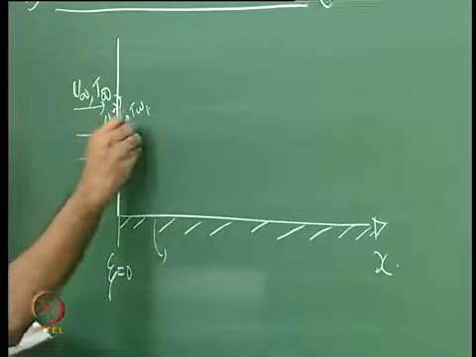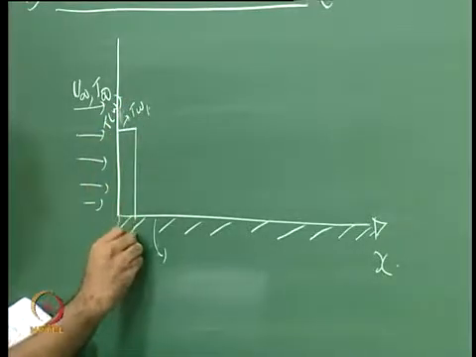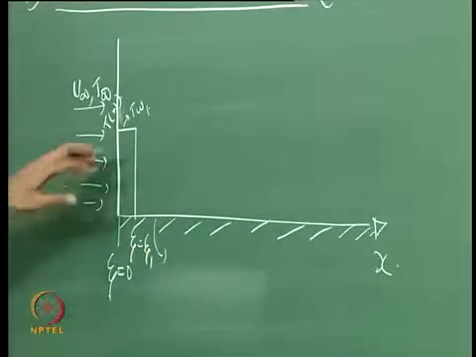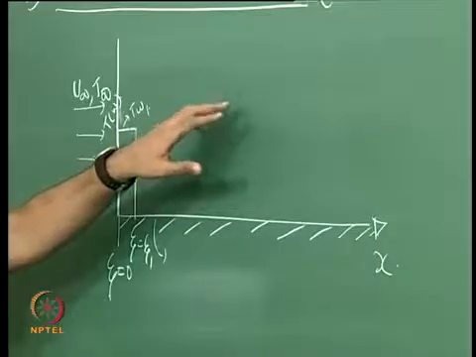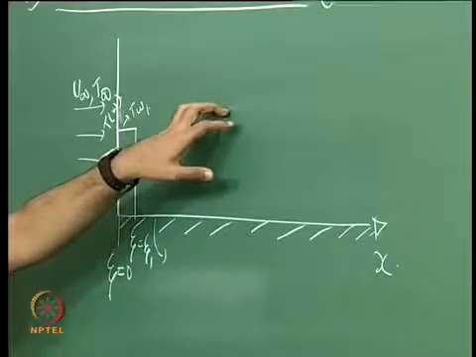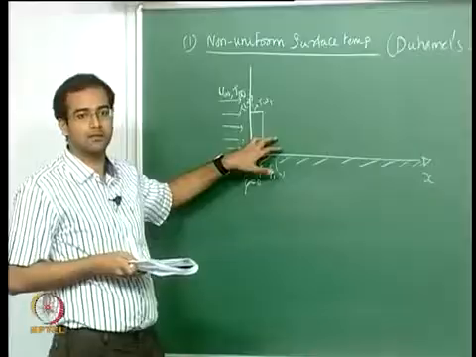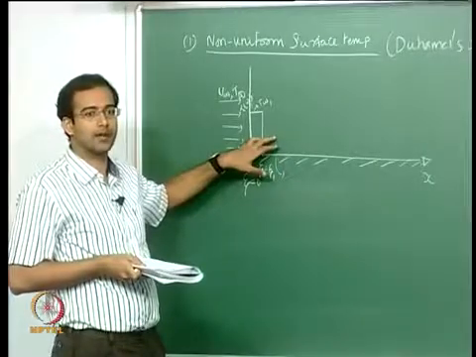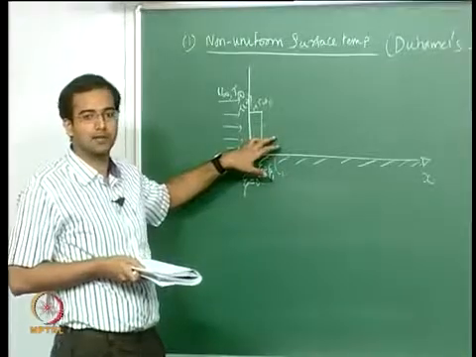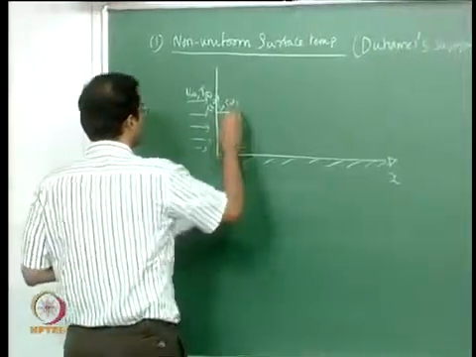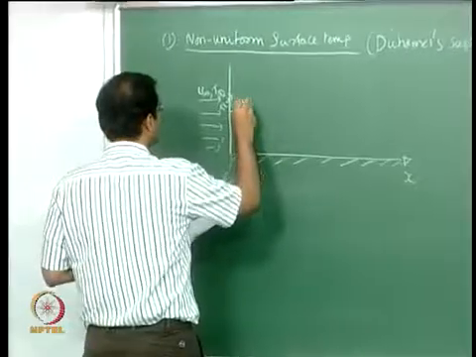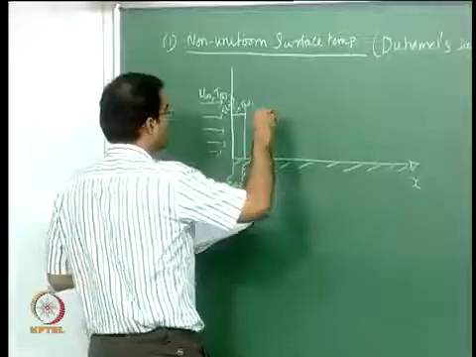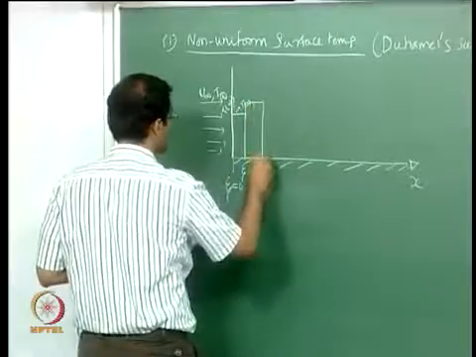Okay, so this exists till a value of zeta equal to zeta 1. Like this I will have multiple piecewise constant values of surface temperature. This is a simpler case to begin with. Of course your actual variation need not be piecewise constant, it can be a gradual, smooth continuous variation. So like this we can look at wall temperatures which are successively increasing in a piecewise constant manner.